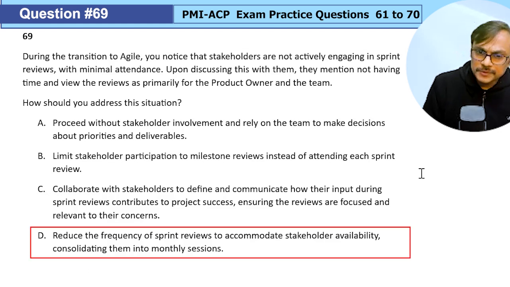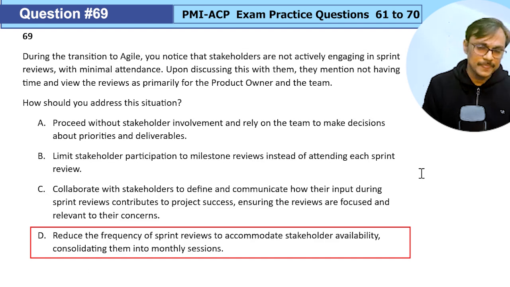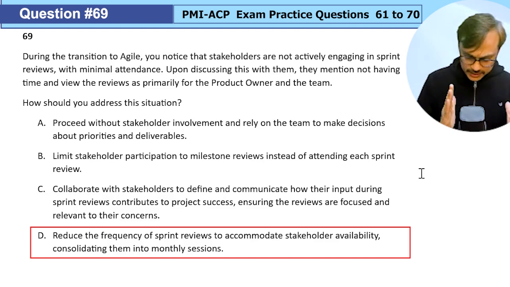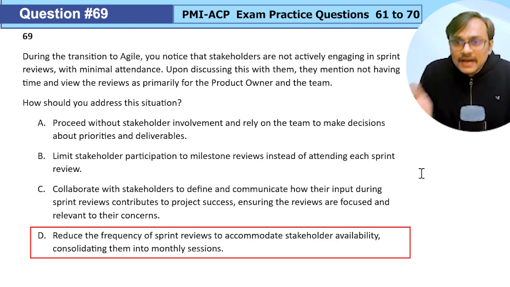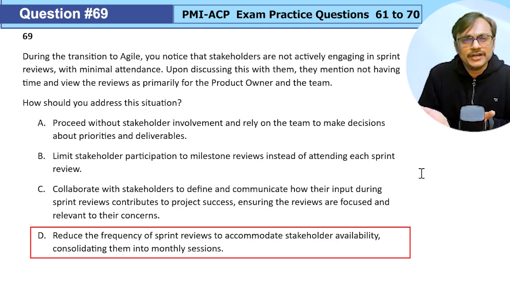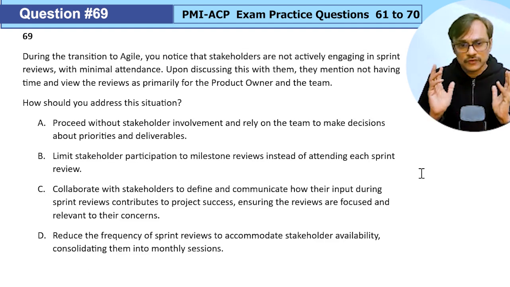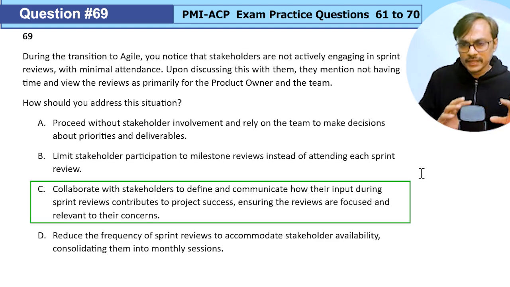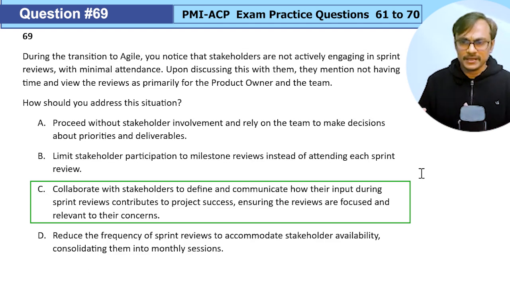Option D, reduce the frequency of sprint review to accommodate stakeholder availability, consolidate them into a monthly session. So you can probably think of increasing the sprint length. But even after that, people may not come because the issue was that the stakeholder feels it's a product owner and team's issue, and we don't have time for all this. So both things, time as well as we don't think of its importance. So option C is giving me a better idea, which takes care of importance, communication, and continuous feedback rather than I quickly settle down for delay in feedback. So I go with option C in this particular case.